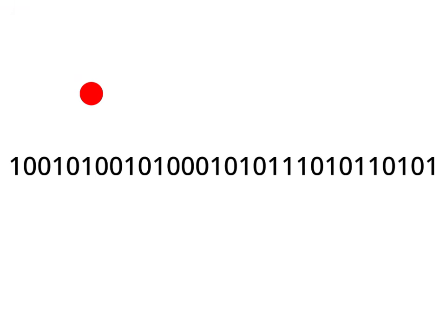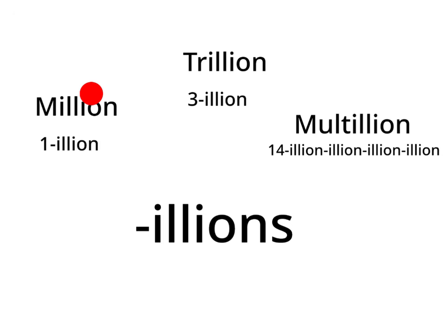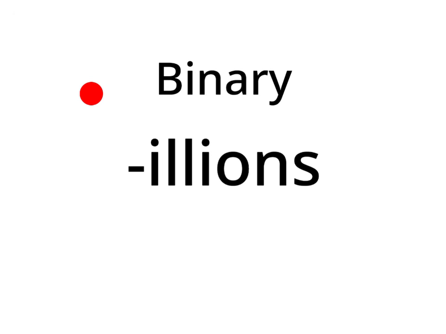So, you've all heard of binary, right? This string of ones and zeros used in computers and stuff. And you might have also heard of illions, right? So, what if we combine these two together? So now we have binary illions.